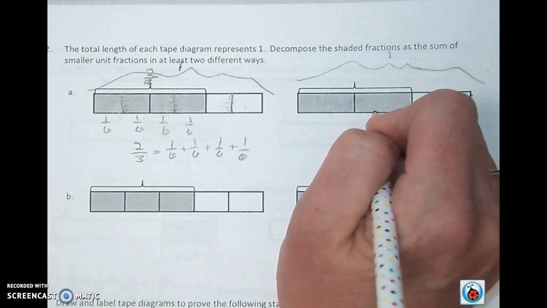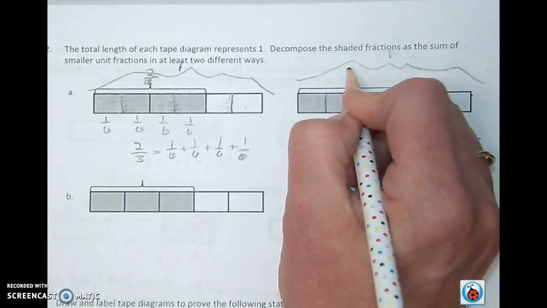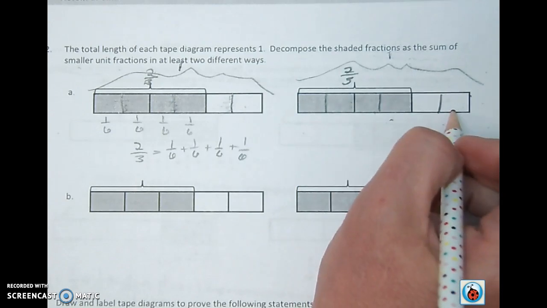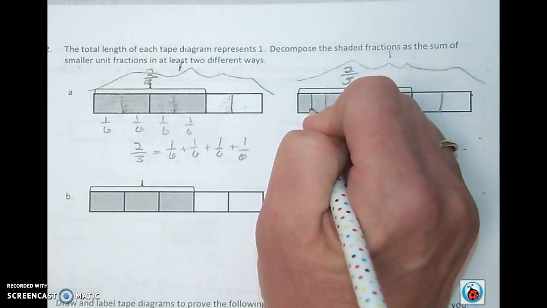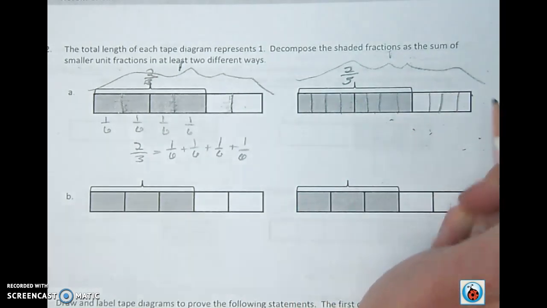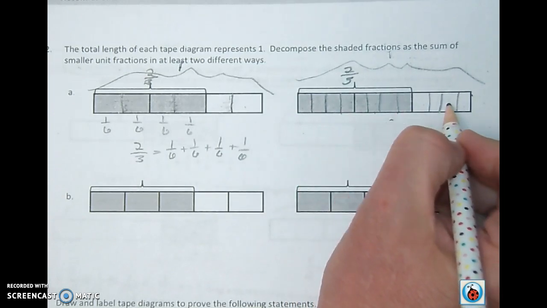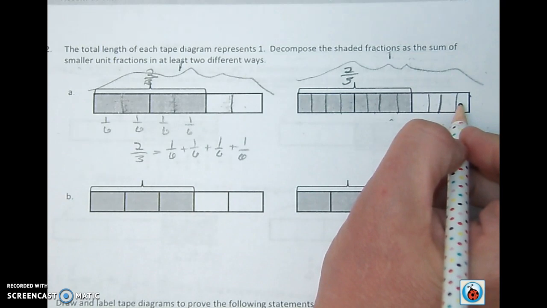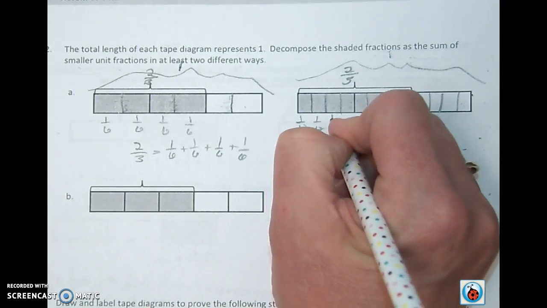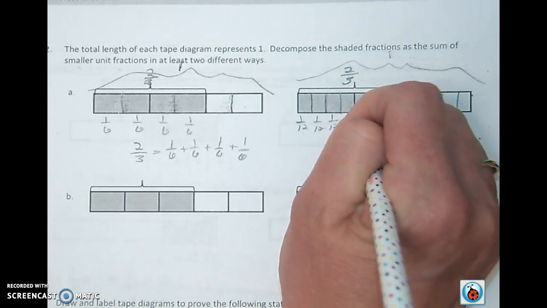And over here we're going to do the same thing that we did on the other side. We already broke it up into thirds when we said this was 2/3. And then we broke it up into sixths. Now we're going to break those sixths up again. And we should have 12. 1, 2, 3, 4, 5, 6, 7, 8, 9, 10, 11, 12. So now we have 12 spots. So each one of these is worth 1/12. 1/12, 1/12, 1/12.